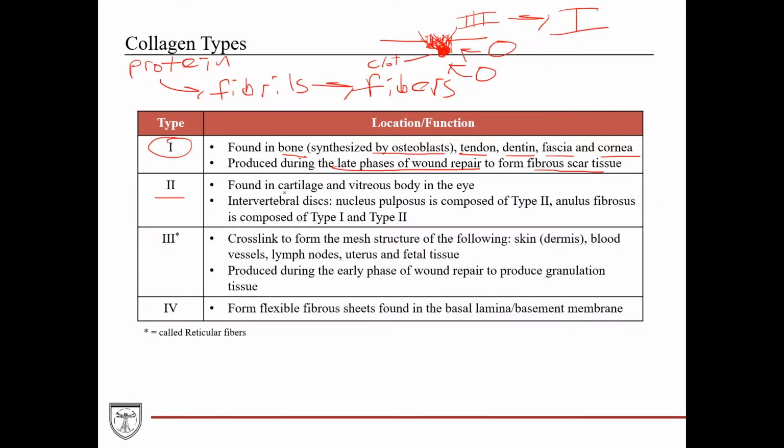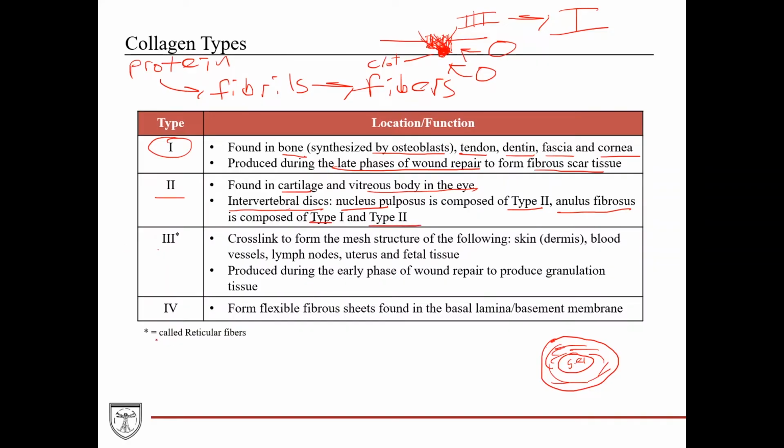Type 2 collagen is found in cartilage and in the vitreous body in the eye. It's also found in intervertebral discs. Specifically, if you remember a disc structure, it's like a jelly-filled donut. You have this gel in the middle here, and then you have this outer surface, a much tougher structural surface. And this inner portion is called the nucleus pulposus. This is composed of type 2 fibers within this gelatinous mix. Then you have the annulus fibrosus, which is a much more tensile, much stronger covering around the gel. And this is composed of both type 1 and type 2 fibers.